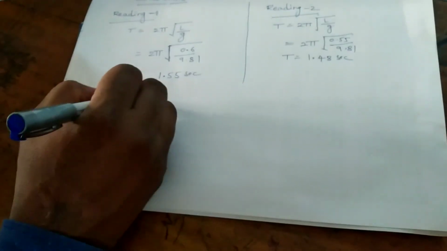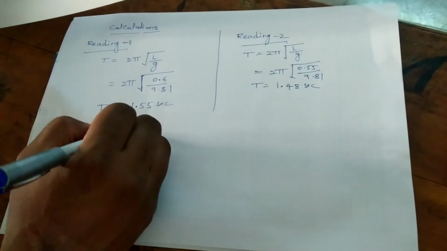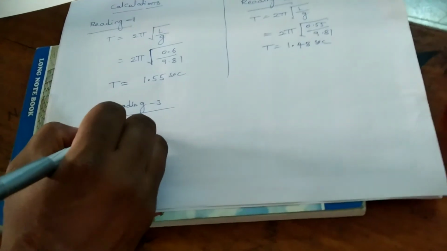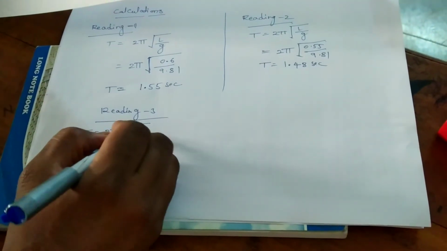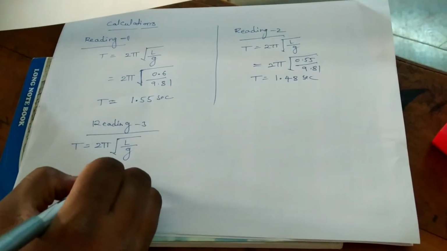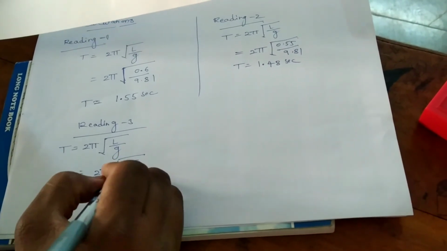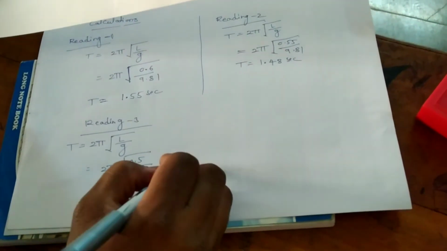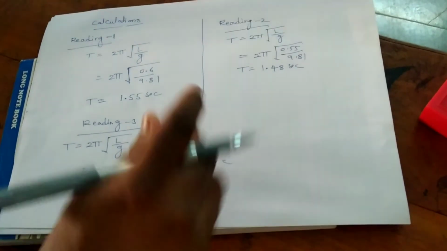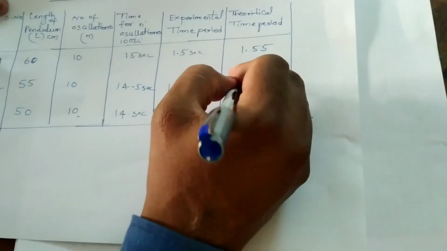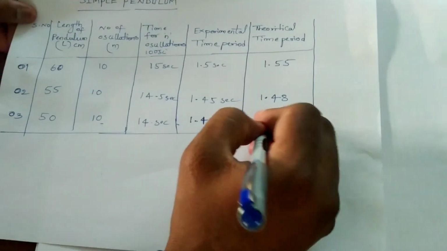Similarly, for reading 3, time period T is equal to 2 pi root L by g. What is the length of the pendulum? 50 centimeter, 0.5, divided by 9.8. We are getting 1.4. So that means for 3 different readings, we are getting time period theoretically and experimentally. For the first reading, I got 1.55. For the second reading, I got 1.4548. For the third reading, I got 1.41.